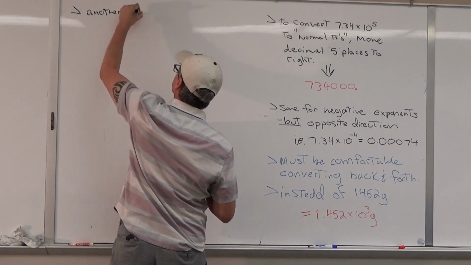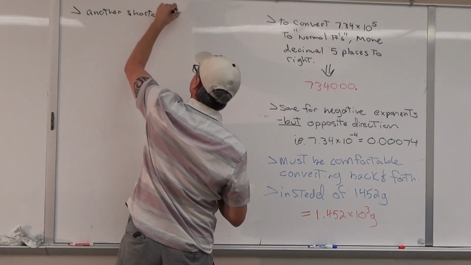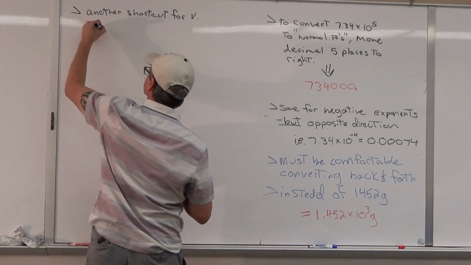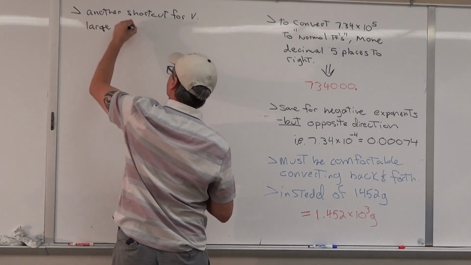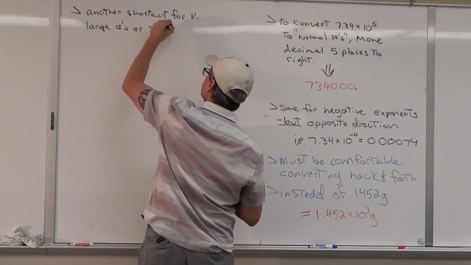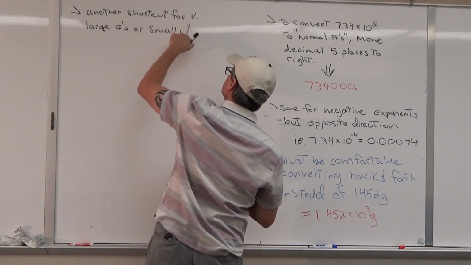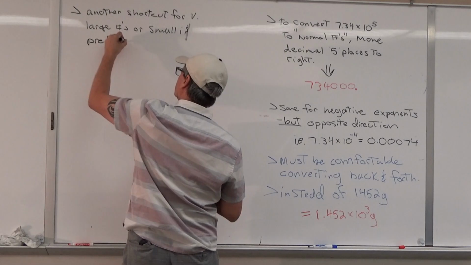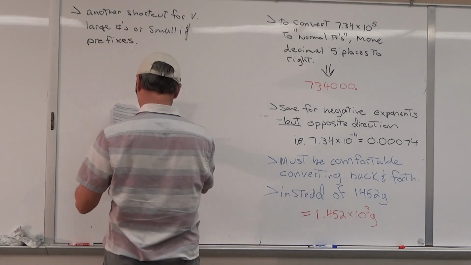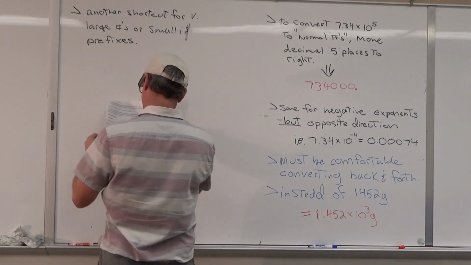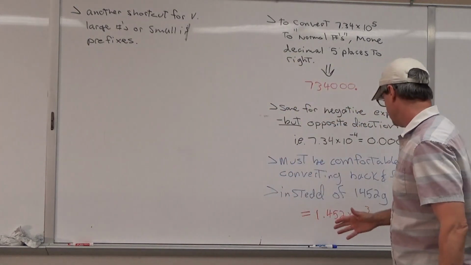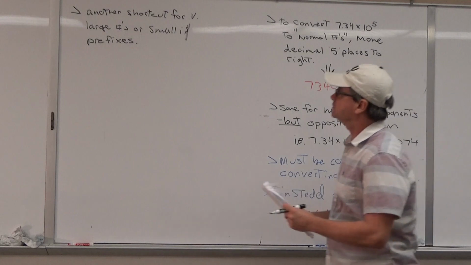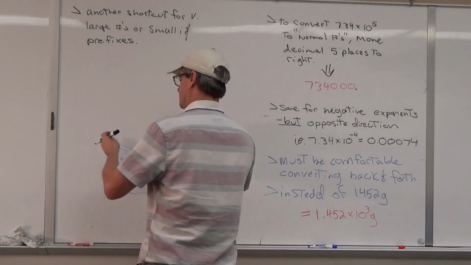Another shortcut for very large or small numbers is prefixes. And you can combine them as well. You could be using scientific notation and prefixes. They're not exclusive to each other.